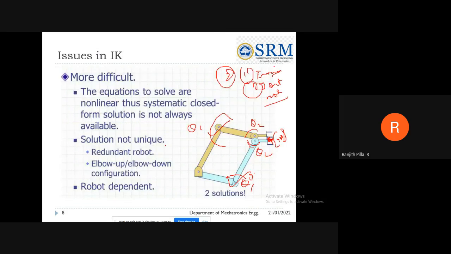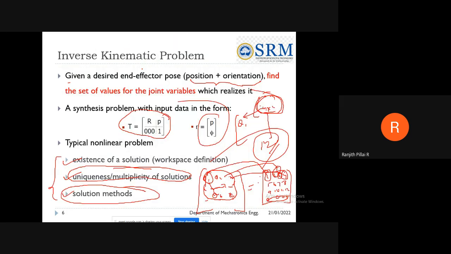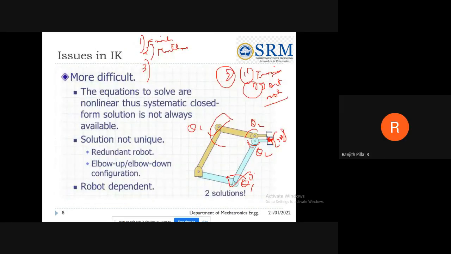Right. So coming back to the issues in inverse kinematics that I already gave you. What are the issues in inverse kinematics? One is the existence of solution. Then multiple solutions. Existence of solution itself can mean no solution. Then there are multiple solutions.